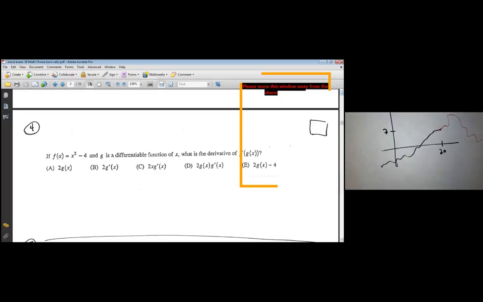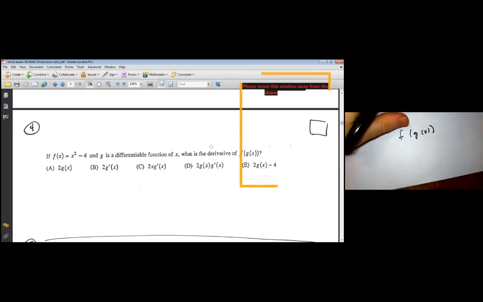Okay, f of x is equal to that, and g is a differentiable function. What's the derivative of this? All right, so here's the first thing I would do. Since g is a differentiable function, we don't necessarily know what it is, but what does it say over there? We have f of g of x. What do we know about the derivative of this? It would be f prime of g of x times g prime of x. So we need to plug g of x into f prime.